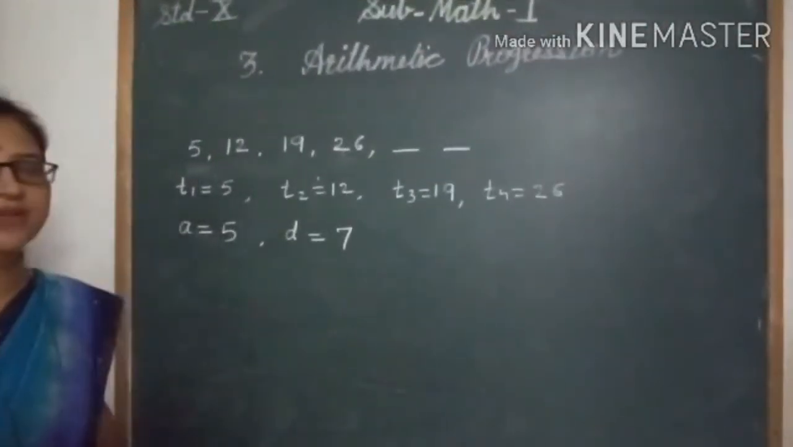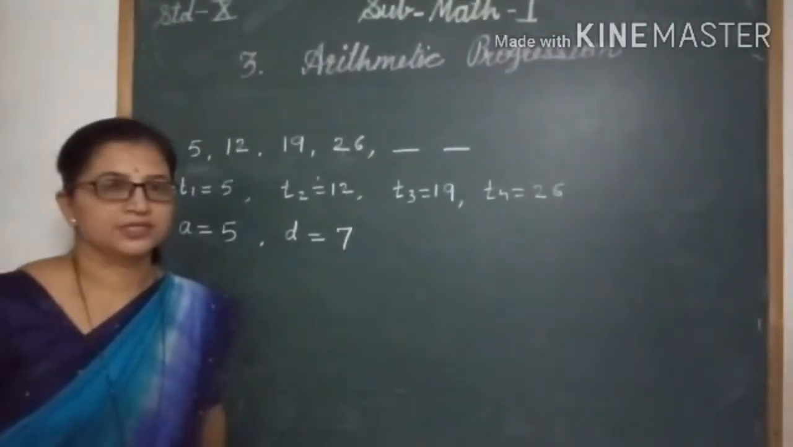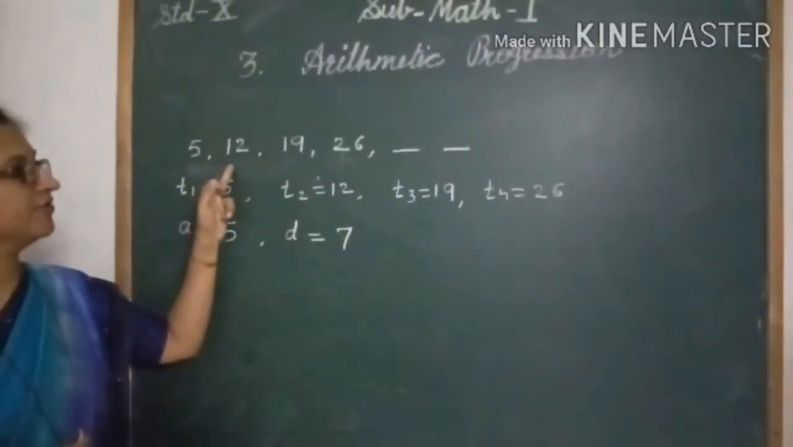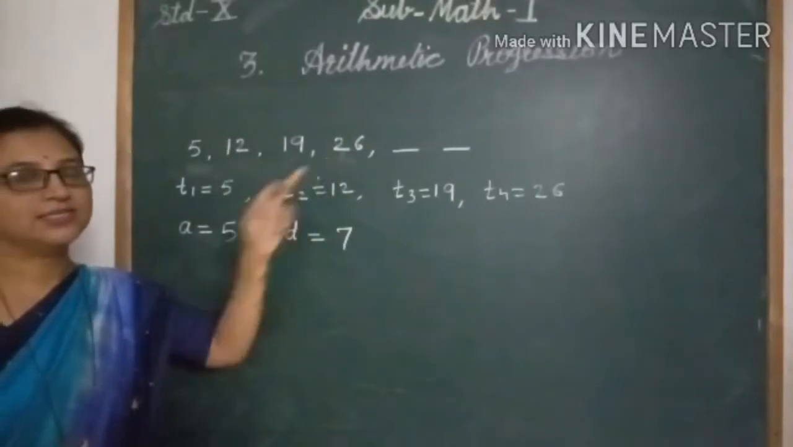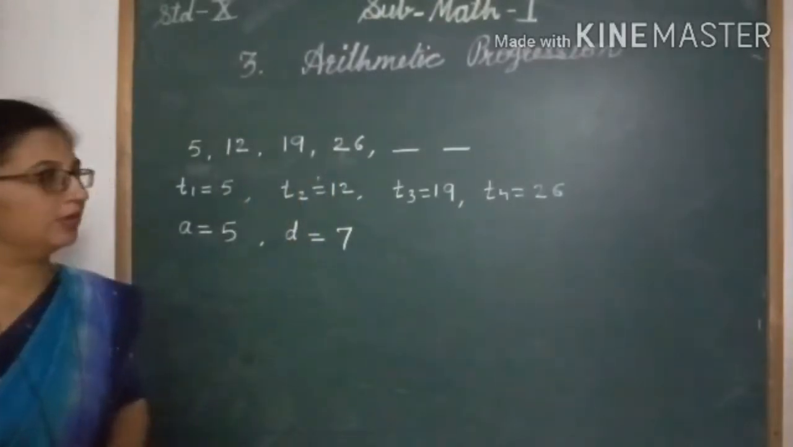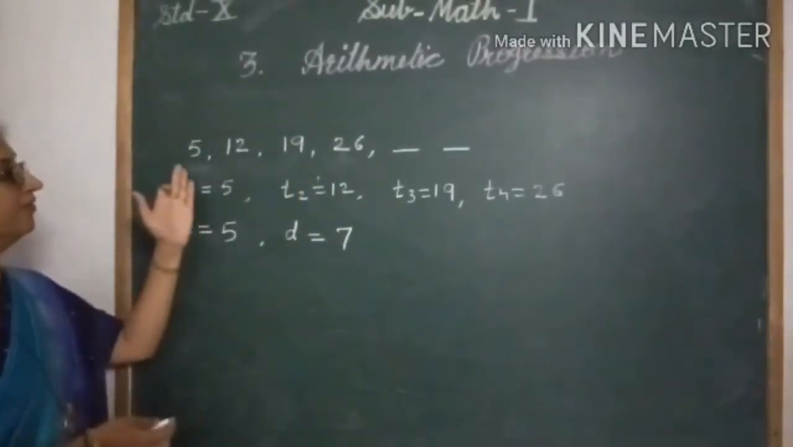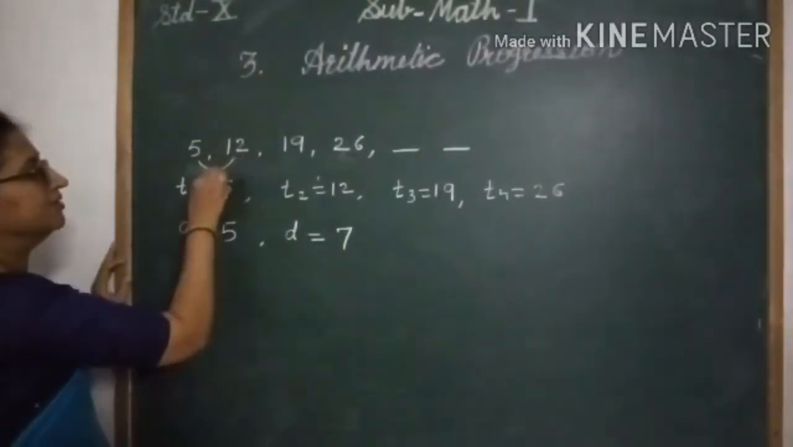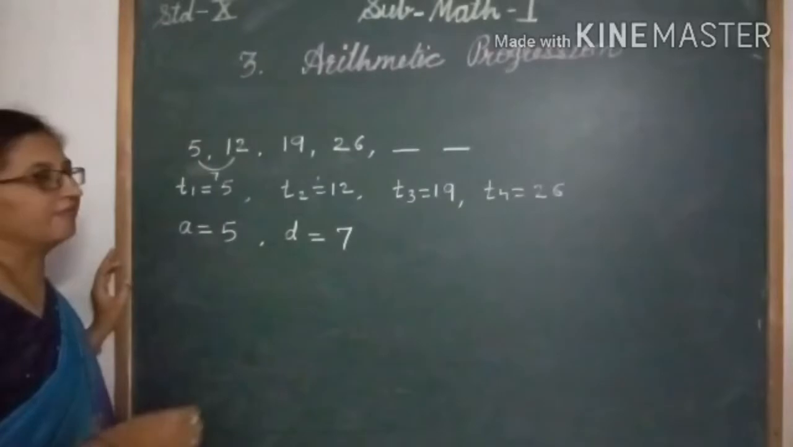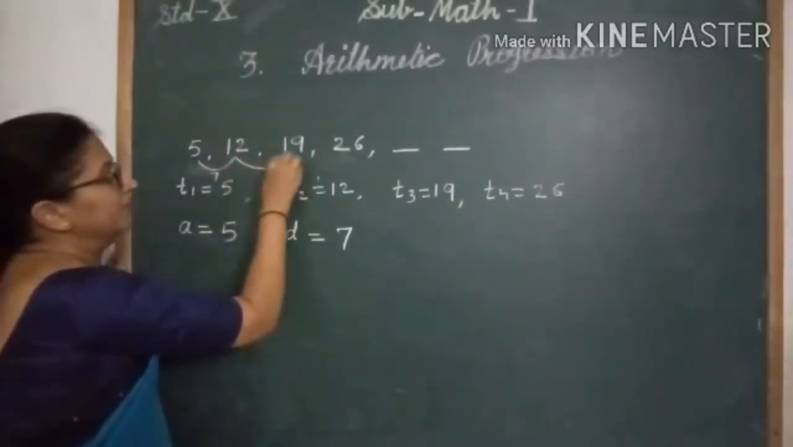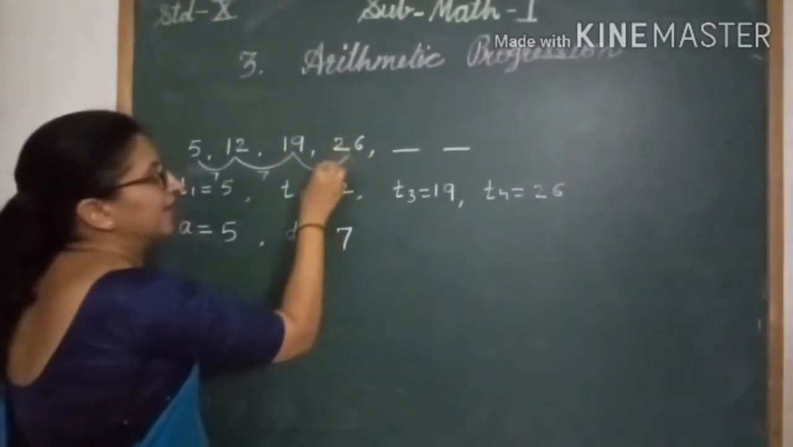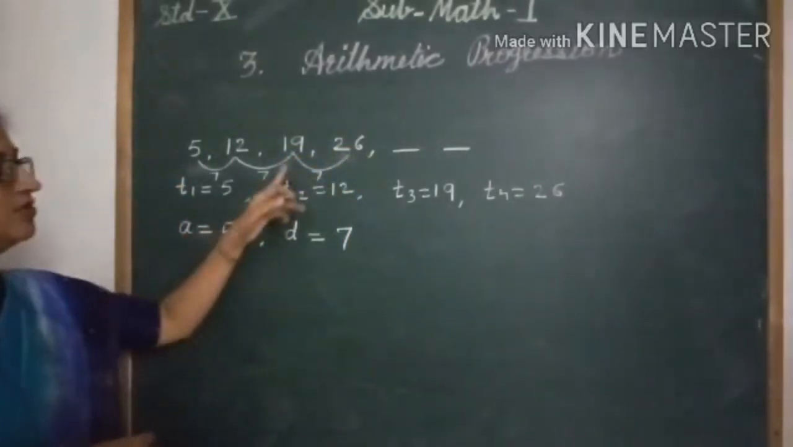So dear friends, we have seen what is meant by arithmetic progression. Here is one more example: 5, 12, 19, 26. Let's check whether it is an AP or not. We get the next term 12 by adding 7 to 5. We get 19 by adding 7 to 12. We get 26 by adding 7 to 19.